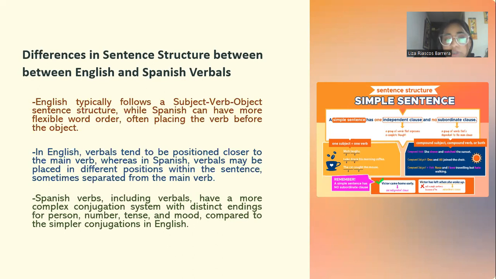With the second, in English verbals tend to be positioned closer to the main verbs, whereas in Spanish, verbals may be placed in different positions within the sentence, sometimes separate from the main verbs. And the third, the Spanish verbs, including verbals, have a more complex conjugation system with distinct endings for person, number, tense, and mood, compared to the simpler conjugation in English.